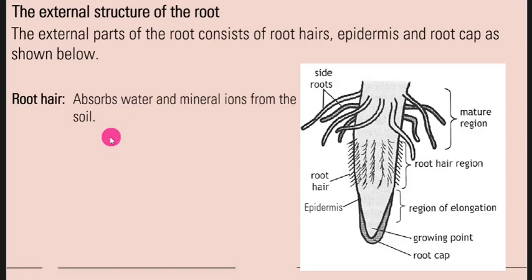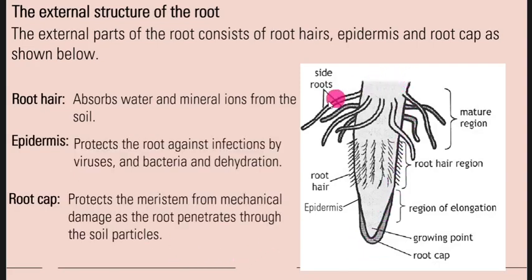Alright, so water also is needed by a plant for photosynthesis to take place and for cooling. So which part of the root absorbs this water? It's the root hair. So a root hair absorbs water and mineral ions from the soil. Alright, so let's talk about the epidermis. This layer, the epidermis, protects the root against infections by viruses and bacteria and dehydration. So that's what it does.